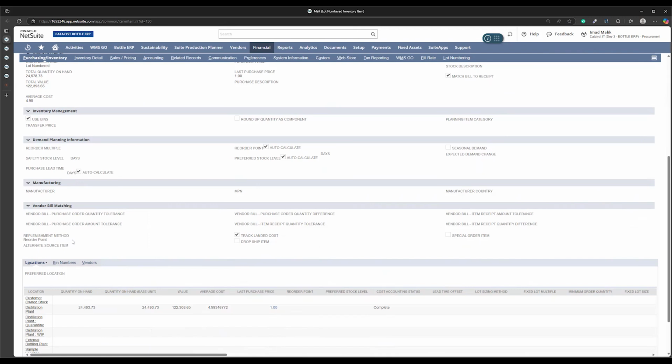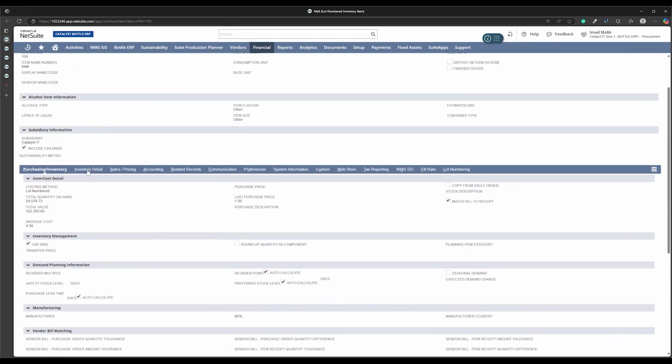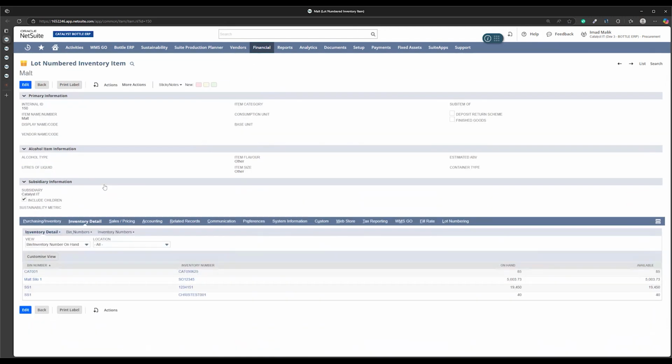If we keep going down, we'll see a list of locations. This is showing my high-level stock information against this product, against each individual location, and I can click through to various pieces of information as always. If I want to see more information and more detail, I can go to the inventory detail, see my overarching quantity, my overarching stock broken down by the individual batches that I have. I can click through to those batches, see the transactions that are linked to that batch as well if I need to.